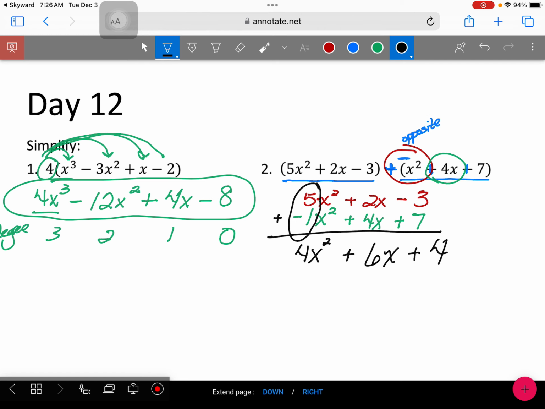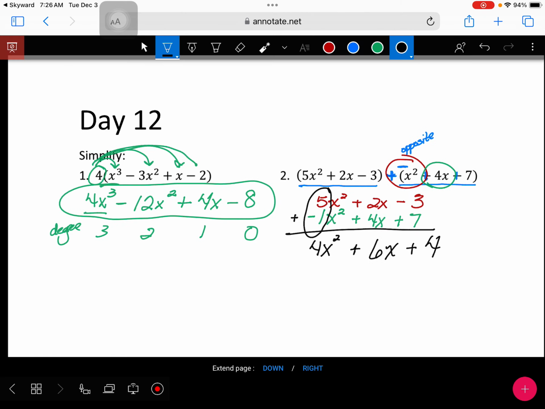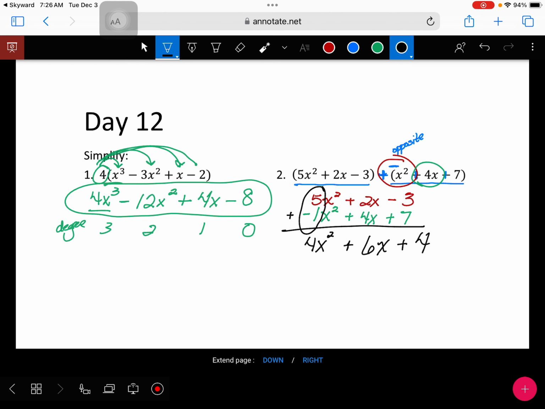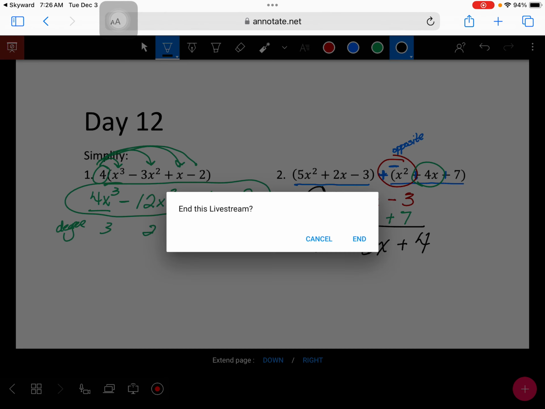Okay? Any questions about how to change a subtraction problem to adding the opposite? Because you will see that again on the test. Okay. All right, let's go to the notes then.